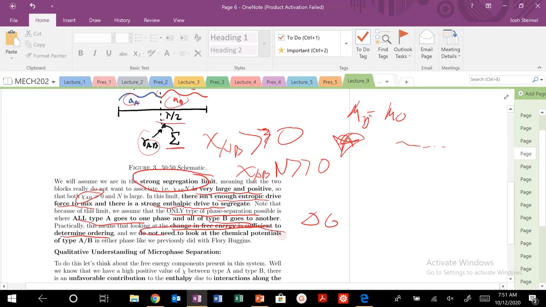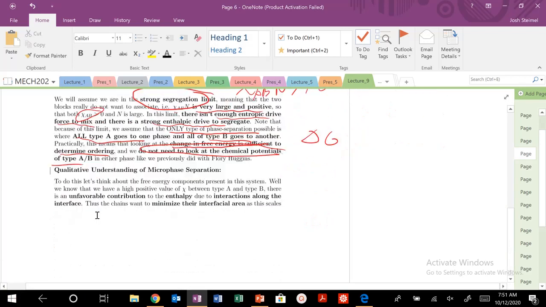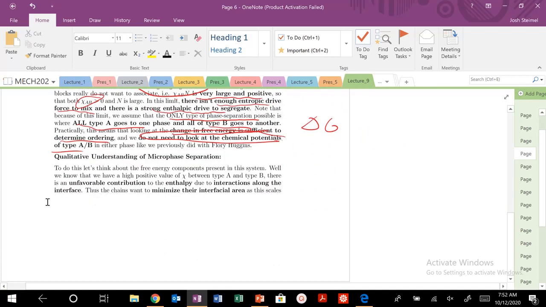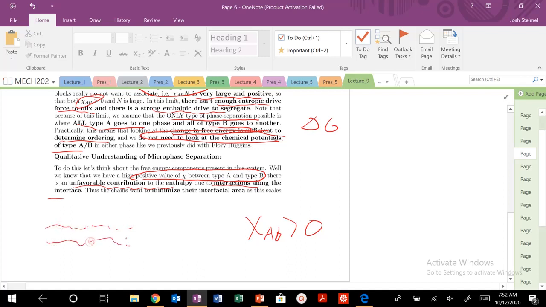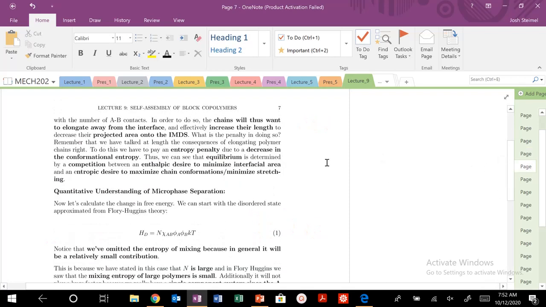So we do not need to look at the chemical potentials of A and B like we did previously in Flory-Huggins. So let's think about the free energy components in the system. We know that chi AB is going to be large, so unfavorable. A and B do not want to interact, and that's what drives these polymers to phase separate like this. We want to minimize those A-B interactions along this interface here. So we want to minimize that interfacial area, and that is going to scale with the number of A-B contacts.